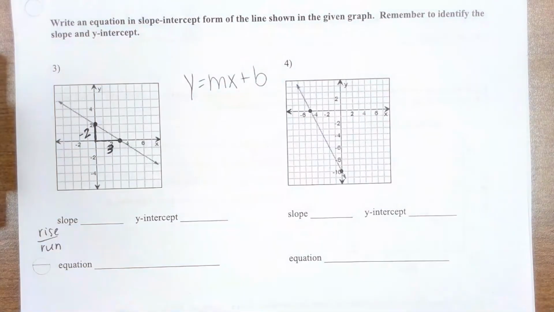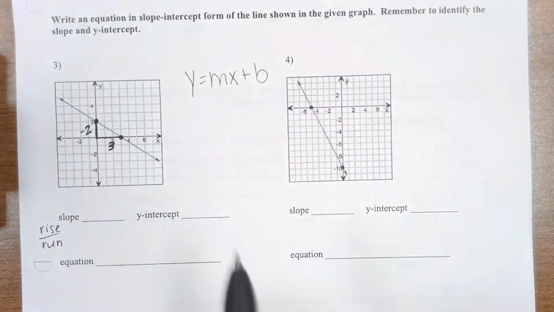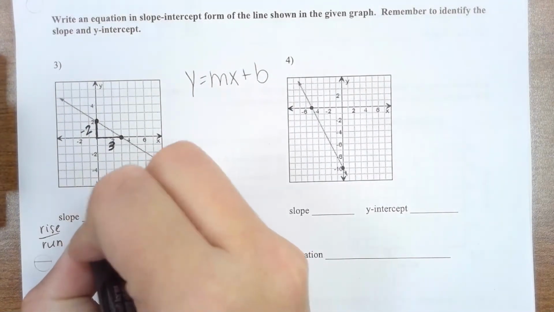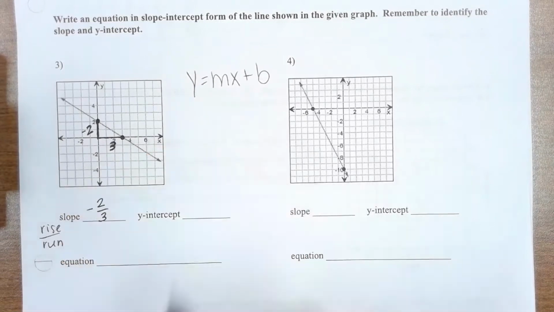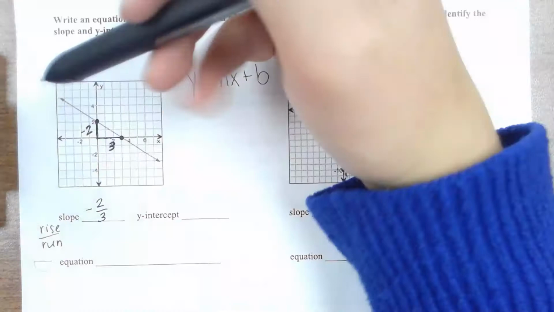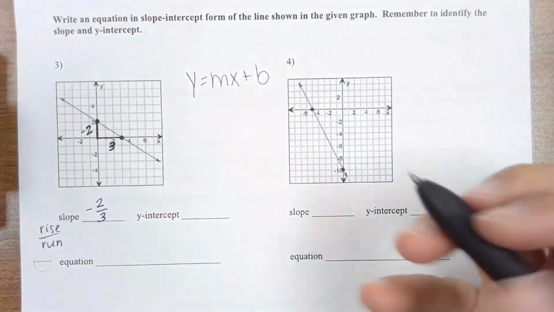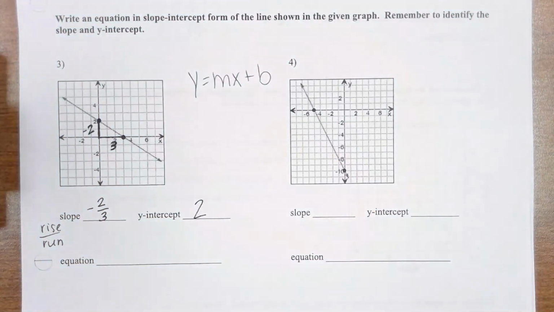Okay, so if my rise was -2 and my run was 3, that means that we had a slope of -2 over 3. And then my y-intercept is where my line crosses on the y-axis. So as you can see, the line crosses at the point 2 here.